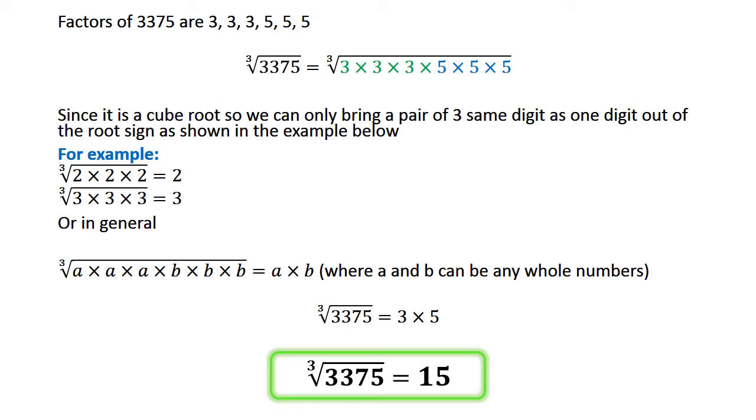So in the factors of 3375, only one group of each number is possible, so we can bring one 3 and one 5 out of the cube root sign and write them in product form, that is 3 multiplied by 5, and by multiplying these two numbers we get 15 as the answer. So the cube root of 3375 is 15.